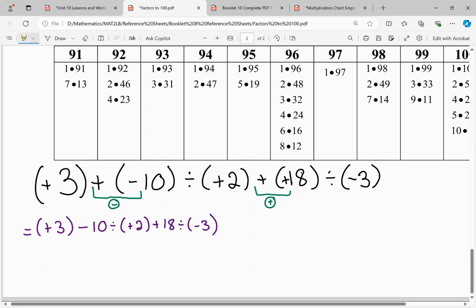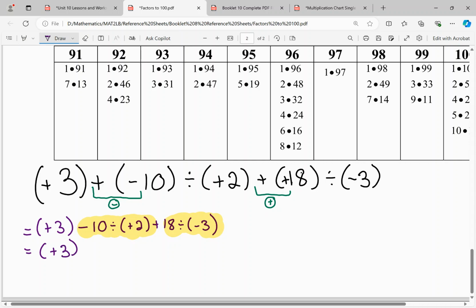Next, I'm going to go through the entire problem, but I'm not going to solve the addition or subtraction. I'm just going to solve our division. Oh, we have two divisions. Okay, so we're just going to solve the divisions. Okay, I had meant to make one of those multiplication, but it's too late. I didn't do it. So, this positive 3, he's just hanging out. We don't need to bother him.